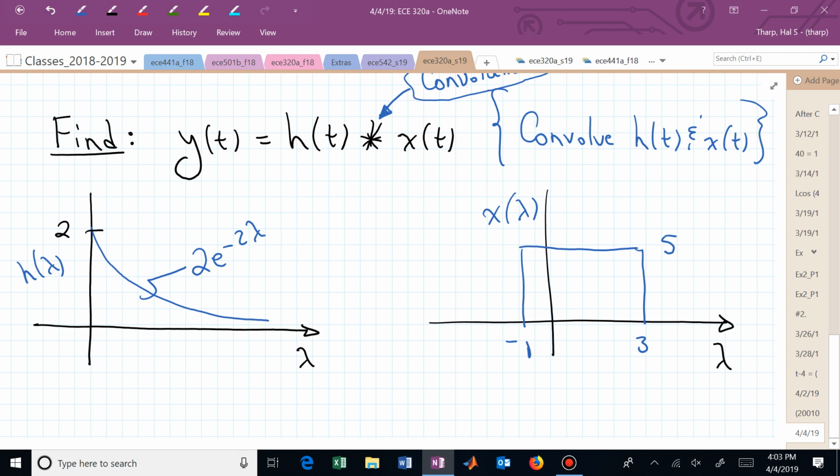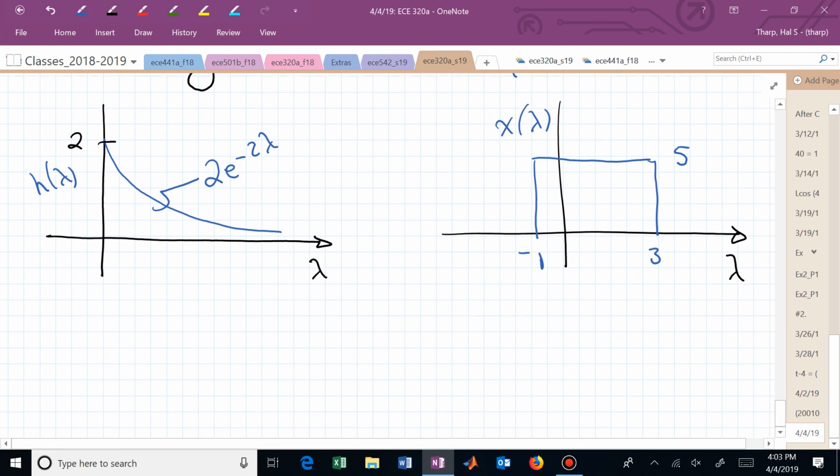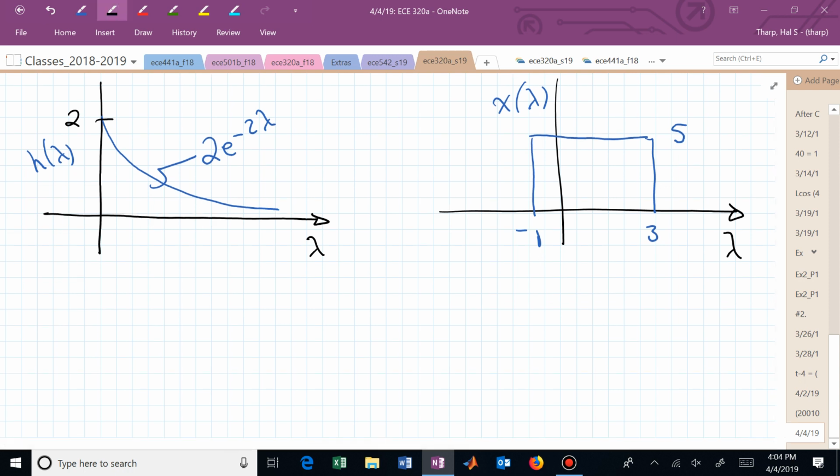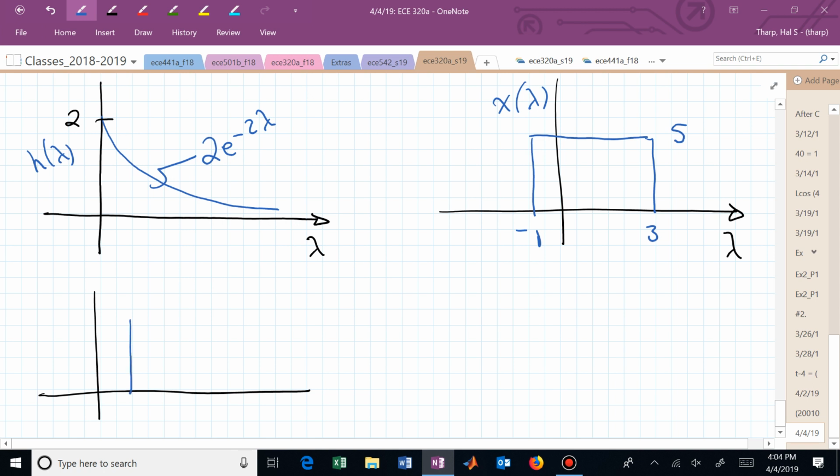The next step in this process of flipping and sliding x is to flip x of lambda. That just means flip it around the vertical axis, lambda equals 0. I'm just creating x of minus lambda. Or, keeping that picture in mind, up in the upper right-hand corner, I need to flip it. So now the minus 1 becomes plus 1, and the 3 becomes minus 3. The height is still 5.